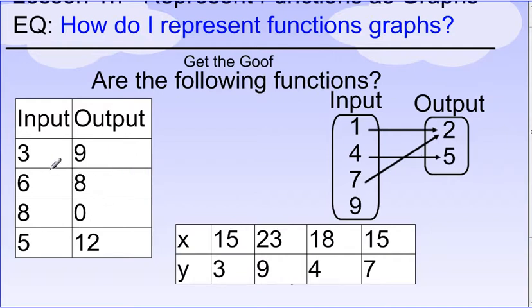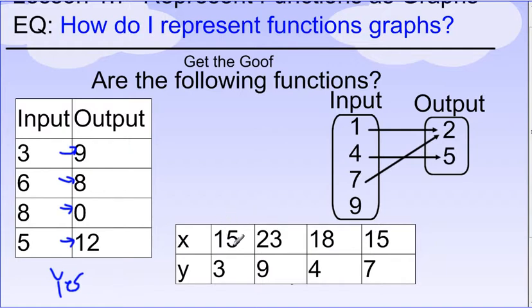Remember, the rule for a function is every input has one output. If you're hitting the Coke button on the machine, you expect Coke to come out every single time. You don't expect Coke one time and Sprite another. So each input has one output. 3 to 9, 6 to 8, 8 to 0. Yes, that is a function.